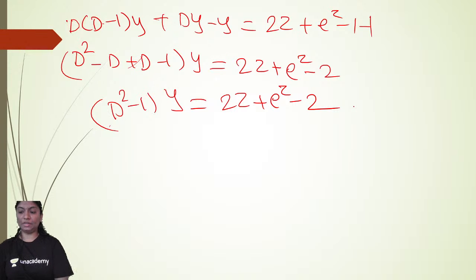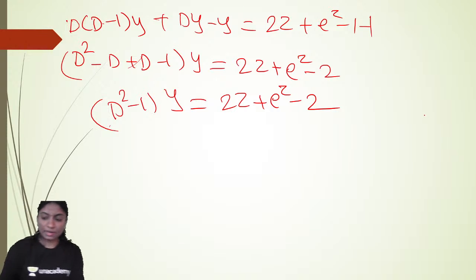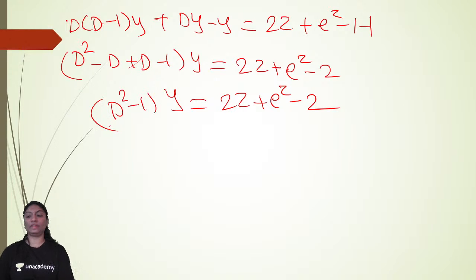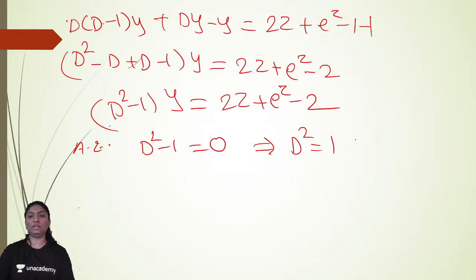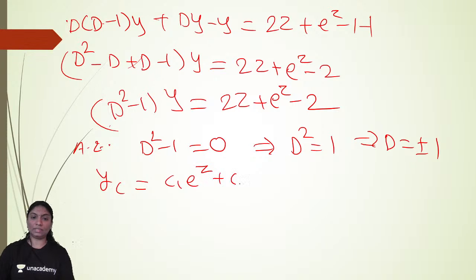Now it is converted into the linear differential equation with constant coefficient. So we will find out first the auxiliary equation. D square minus 1 is equal to 0, which implies d square is equal to 1, which implies d is equal to plus or minus 1. As d is equal to plus or minus 1, you will get yc is equal to c1 e raised to z plus c2 e raised to minus z, as roots are real and distinct.